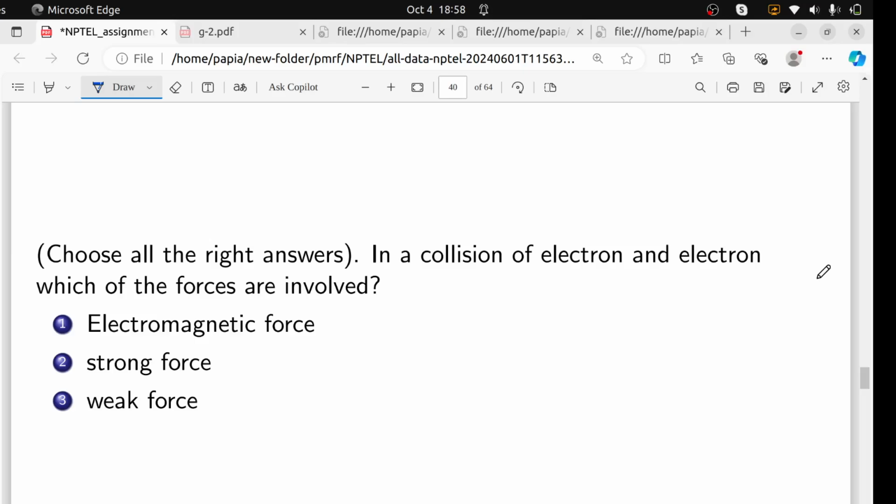Okay, now come to the next question. Choose all the right answers. In a collision of electron and electron, which of the forces are involved? Electron, electron. Which of the forces are involved?